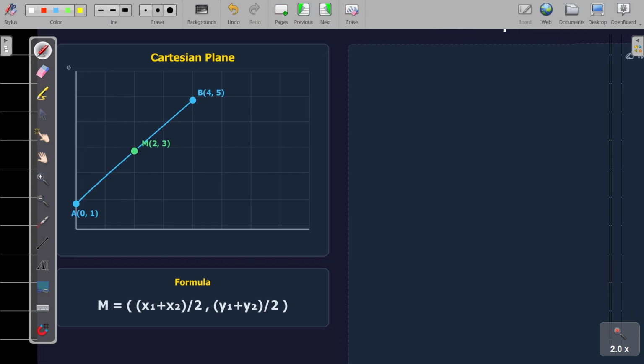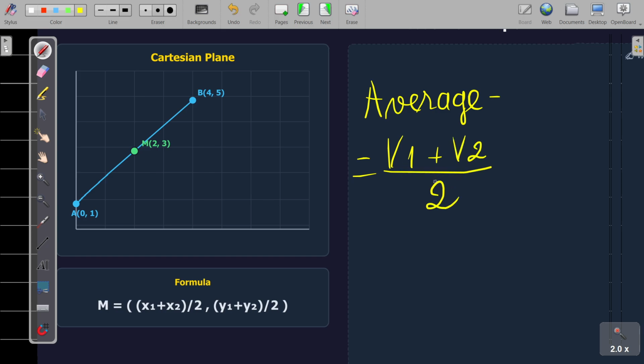So I need to write, of course, just right here for everyone to see. So average means this is just basically value 1, I'm going to write it as v1, plus value 2, v2, divided by 2. So how do you find the average of two numbers? You just add them together and divide them by 2.